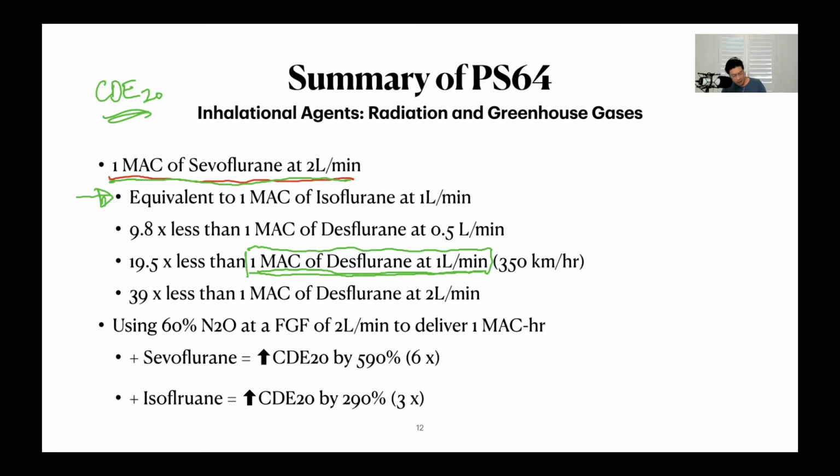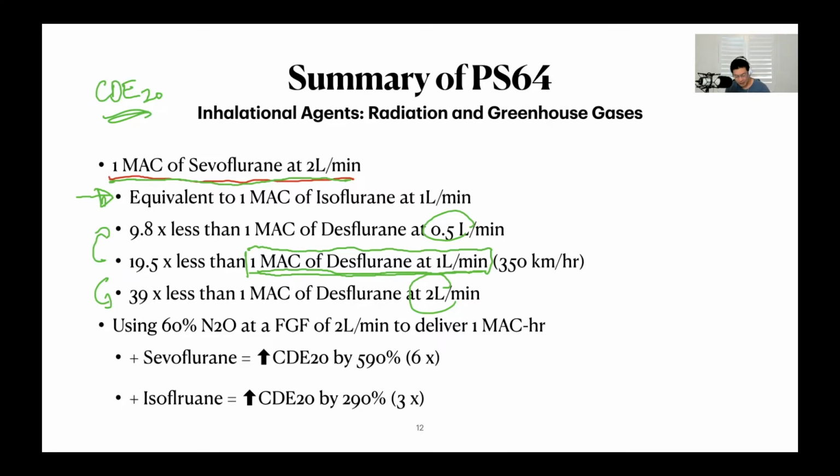And you can see that the maths that goes from here to here are just multiplications of the fresh gas flow. So in other words, if you double your fresh gas flow to 2 liters per minute, you're going to double this from 19.5 to 39, or 20 to approximately 40. And if you halve your fresh gas flow, from 1 liter to half a liter, you're going to reduce this from approximately 20 to 10.